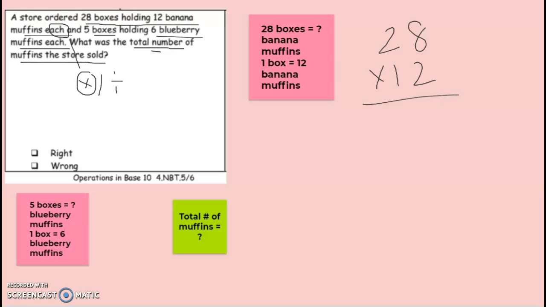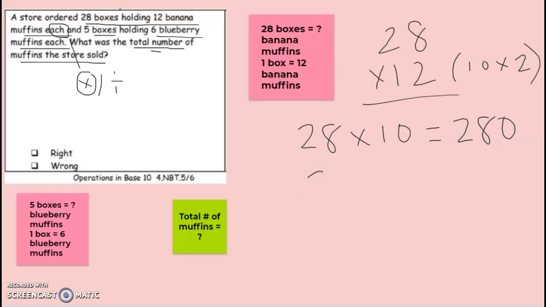Okay, so there's two things that we can do. We can do partial products, because when we break this down, we know 12 is 10 plus 2, right? So why don't we just do that? 28 times 10 will give us 280. And then 28 times 2. What will 28 times 2 give us?